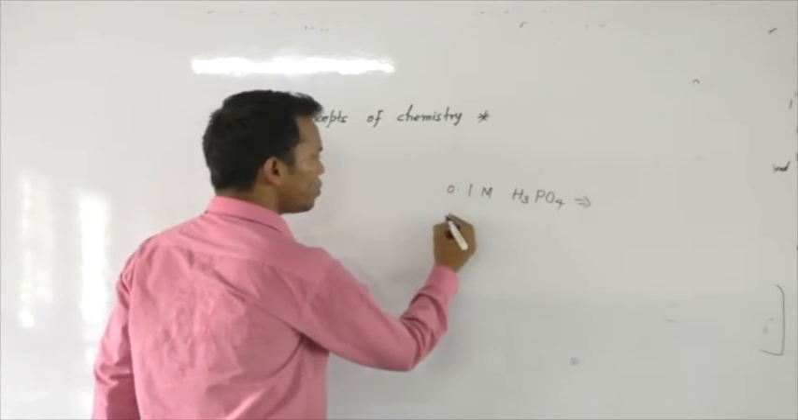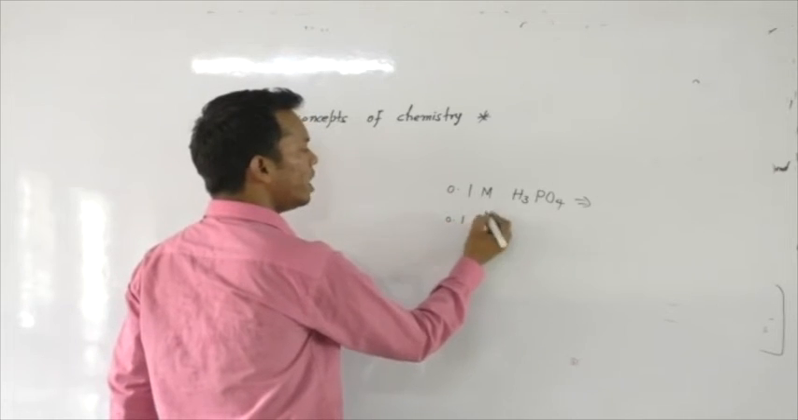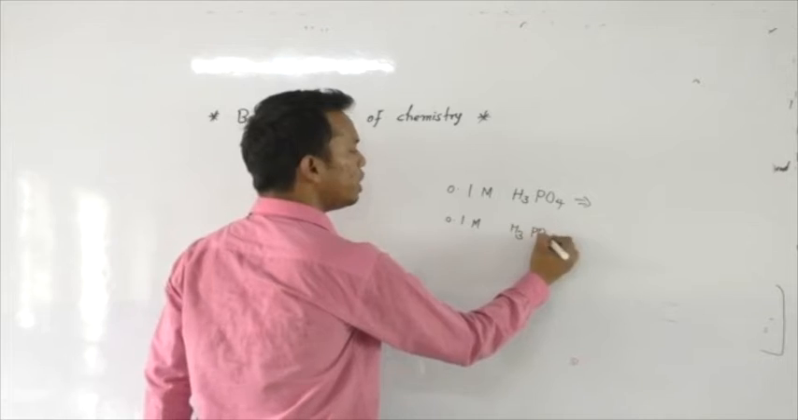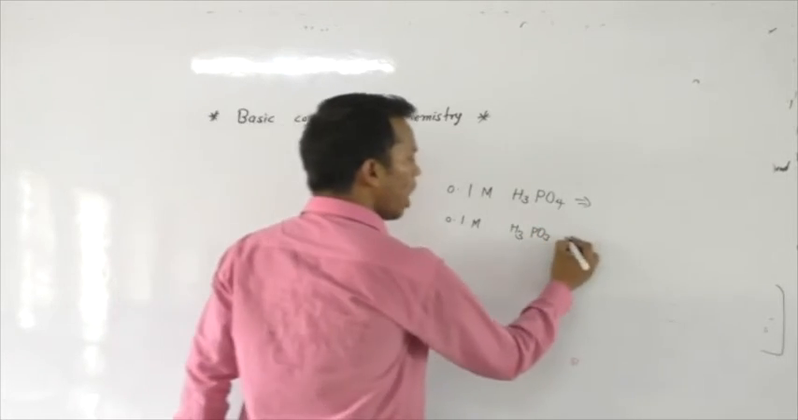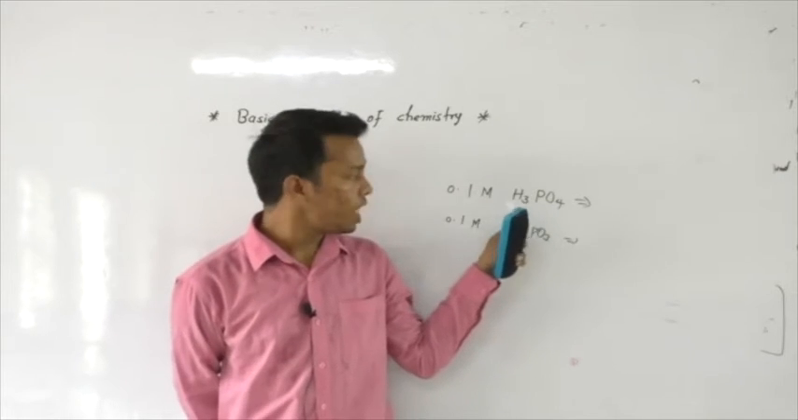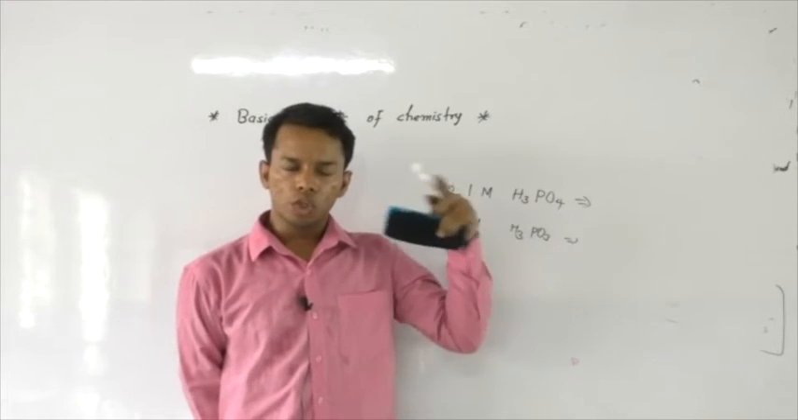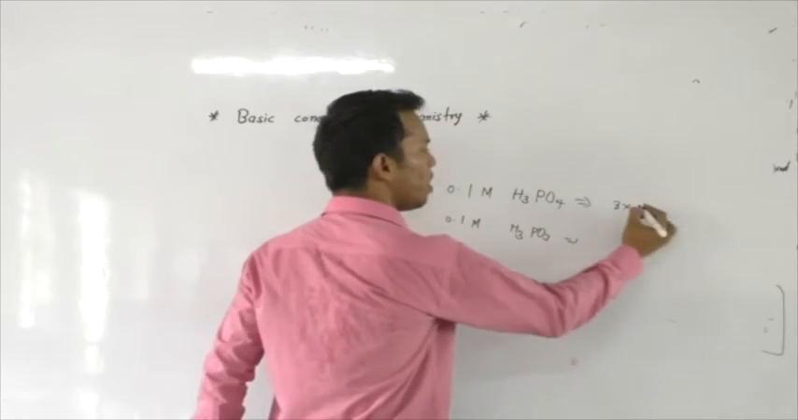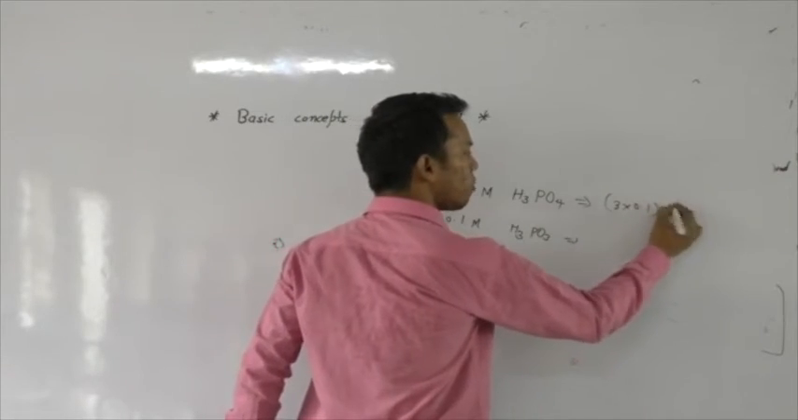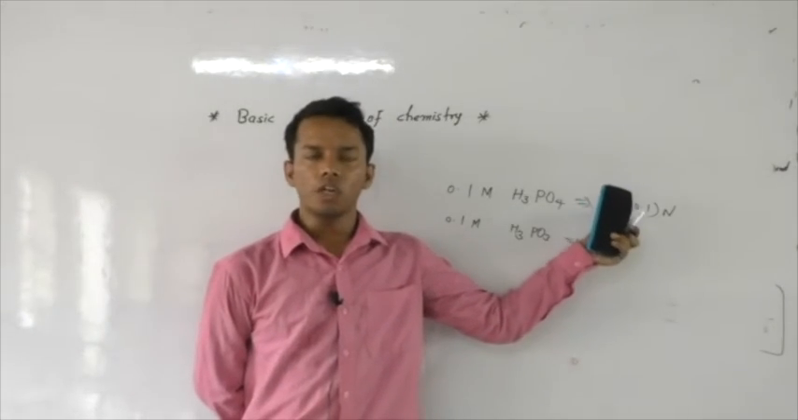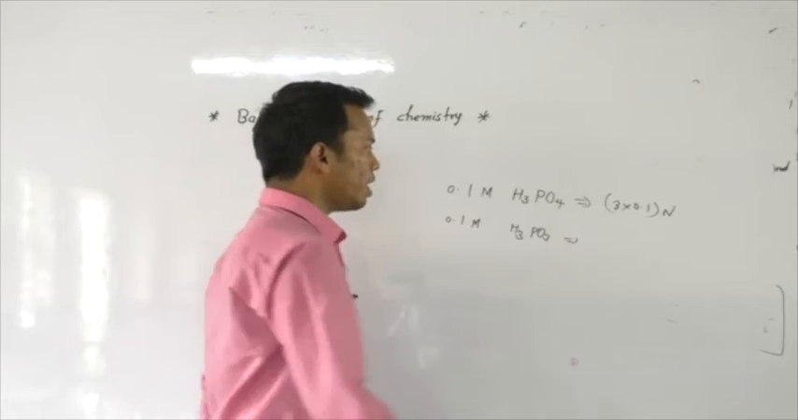The second case is 0.1 molar H3PO3 is given. How will you do it? What is the N factor here? So 3H+ and PO4 3-, so N factor is 3, correct? So 3 N factor into 0.1 molar value gives 0.3 normal, correct? Whenever you multiply by N factor, you will get the normality value. So this is the answer.